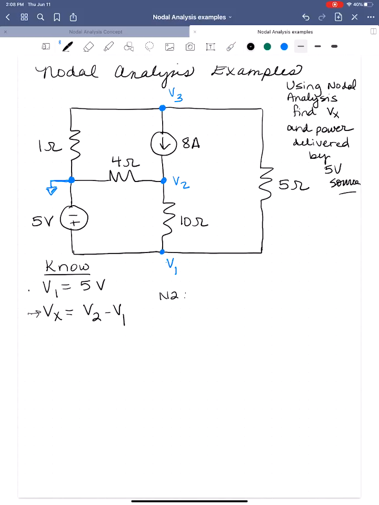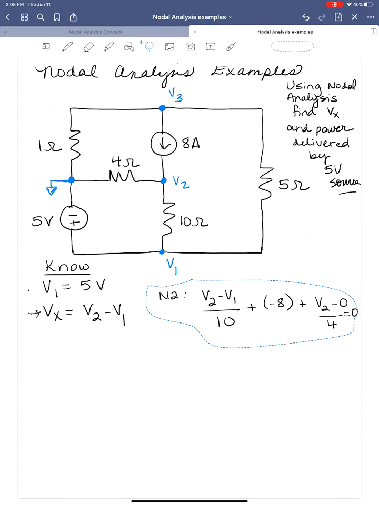All right, so our node 2 equation. We're going to solve for the current flowing down, the current flowing to the left, and the current flowing up. The current flowing down is going to be V2 minus V1 over 10. The current flowing up is opposite the current source, so we're going to add minus 8. We've got to change the sign on that current source. Plus the current flowing to the left is going to be V2 minus 0 over 4, and you do not have to include those minus zeros. Let me move this over just a little bit so we're not so packed into the edge there.